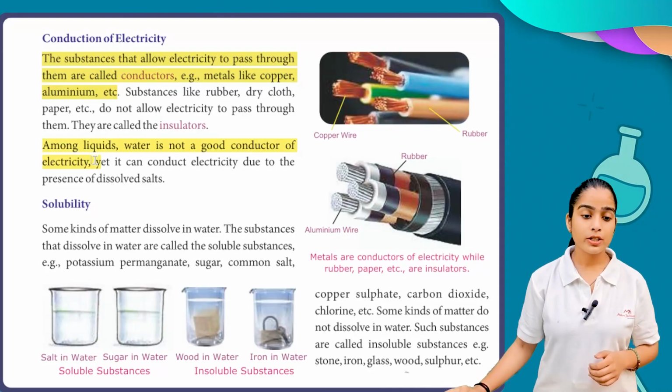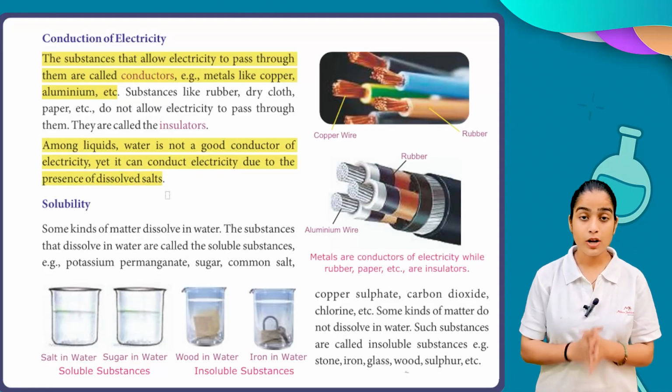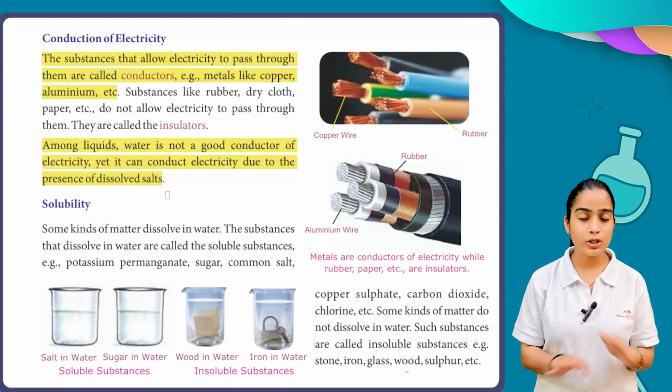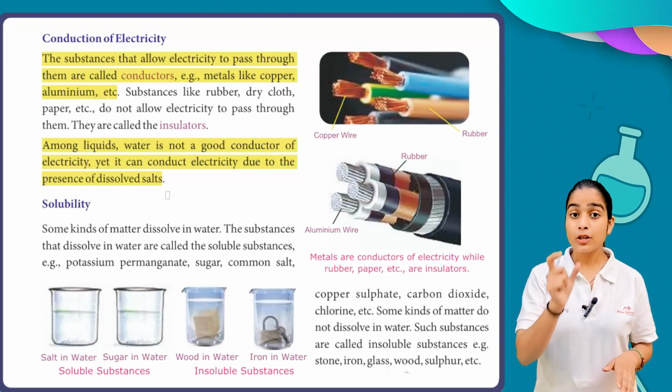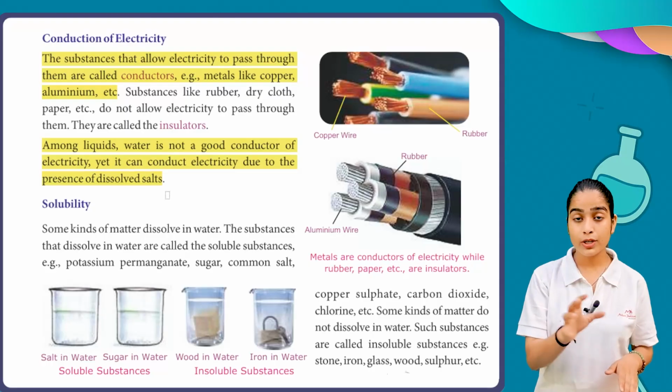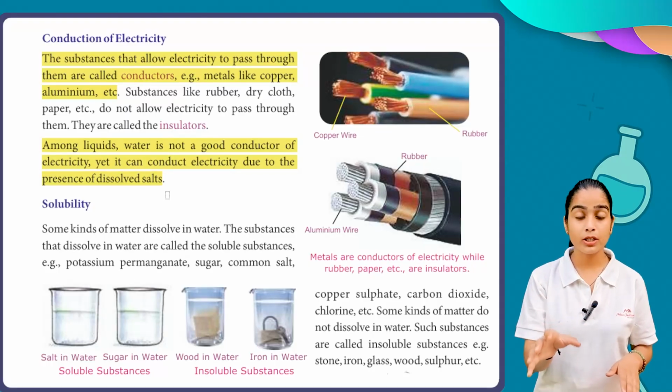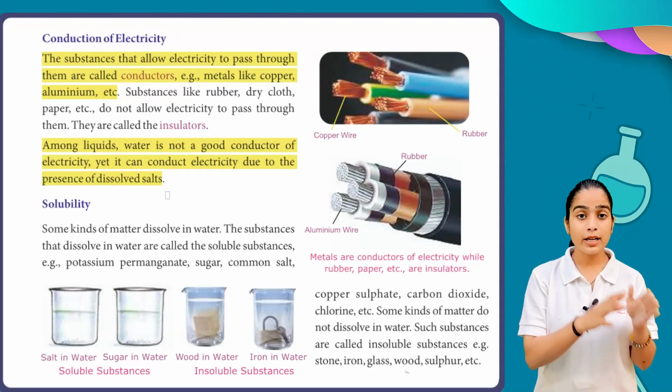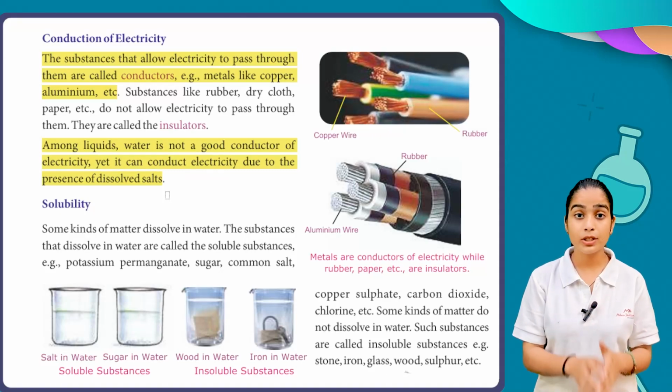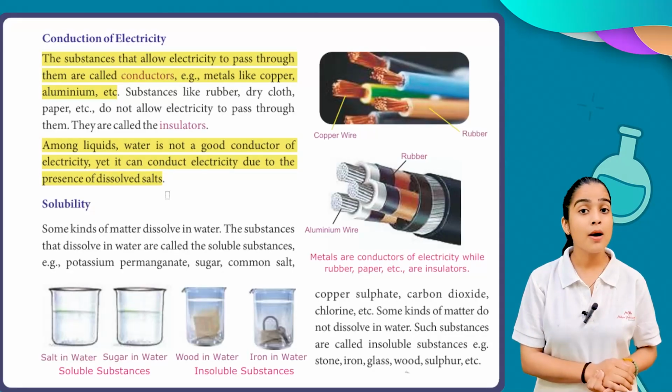Among liquids, water is not a good conductor of electricity, yet it can conduct electricity due to the presence of dissolved salt. So what we understand here is that water is not a good conductor of electricity, but the salts in that water are. For example, in tap water electricity can pass through, but in distilled water it cannot, just because of the presence of salt inside the tap water.